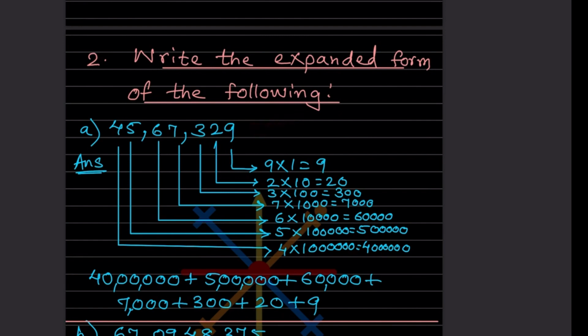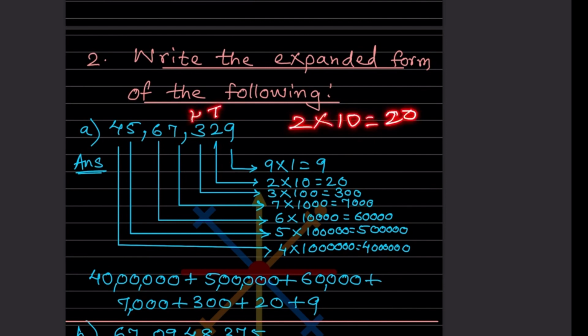Now look at the first problem. Here there are ones, tens, hundreds, thousands, then this is 10,000 and this is lakhs, and so on. Ones means you see the number here, there is only 1, so you put 1 here. This is the ones place, 9 into 1 is 9. This is the tens place, so 2 into 10 is 20.